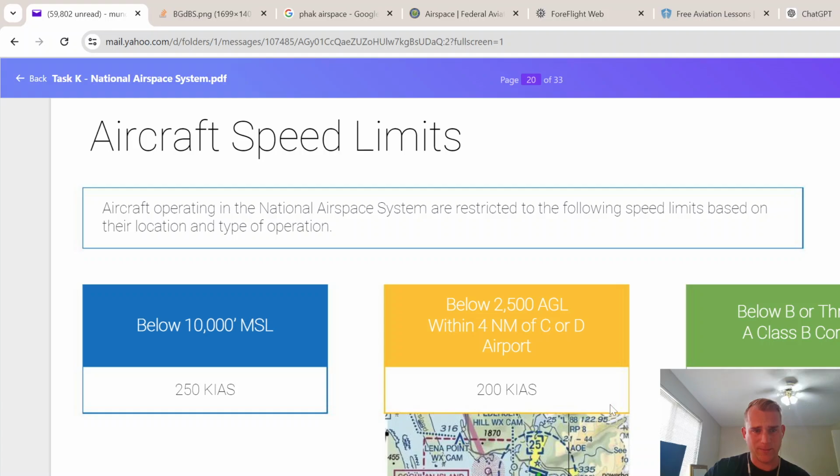Make this make sense. Why do you think that you need to be slower by a Class C or D airport? It's probably because if you're low and you're near an airport, you need to be slower, okay? You're not going to be going 250 knots near an airport.